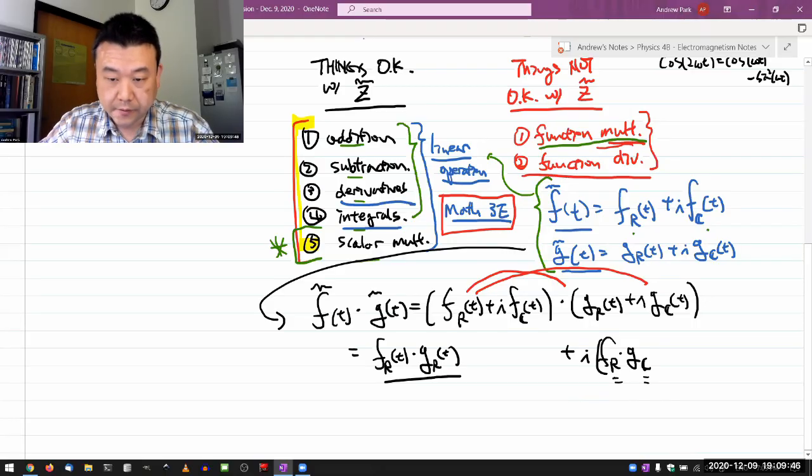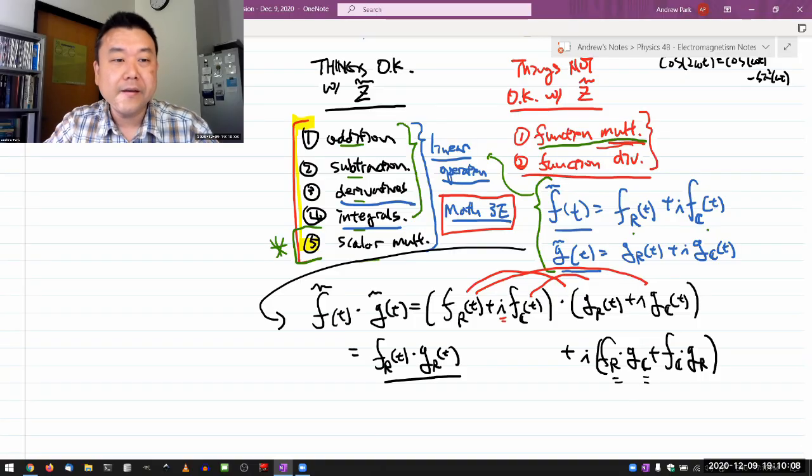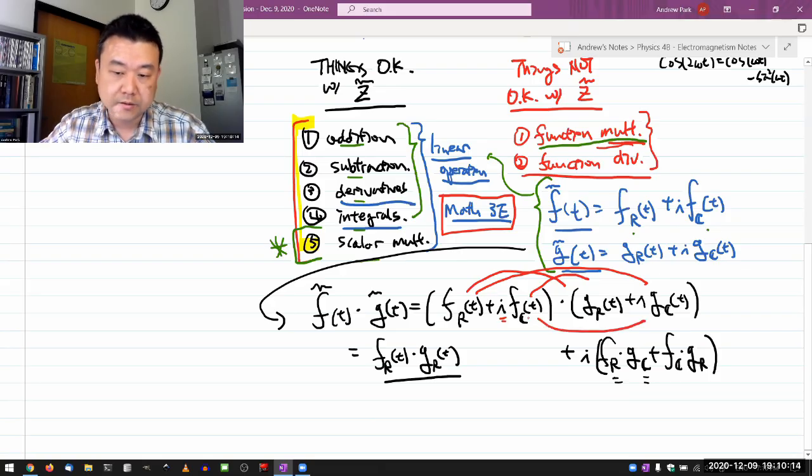I have i f complex times g_r, so it has a factor of i again, and I get plus f complex times g_r, both functions of time, and it's in the imaginary part that I'm going to throw away later. So maybe it's fine. It's actually not fine, but maybe I'll say it's fine. And this final term is what gives me trouble. I have i f_c times i g_c. i squared is -1. So I get this minus f complex times g complex.